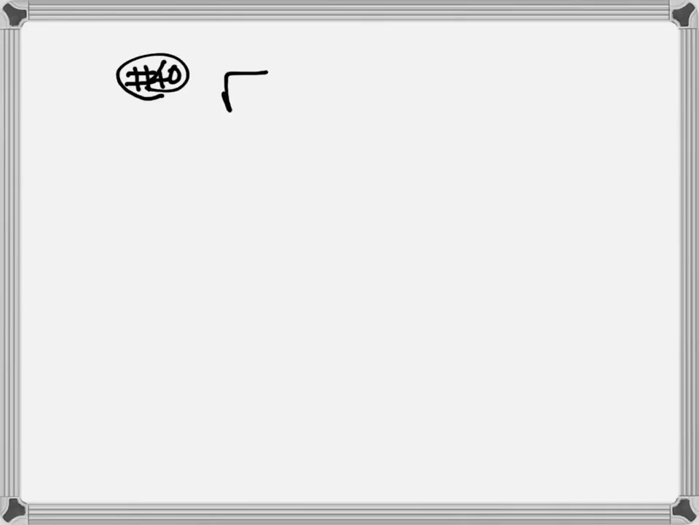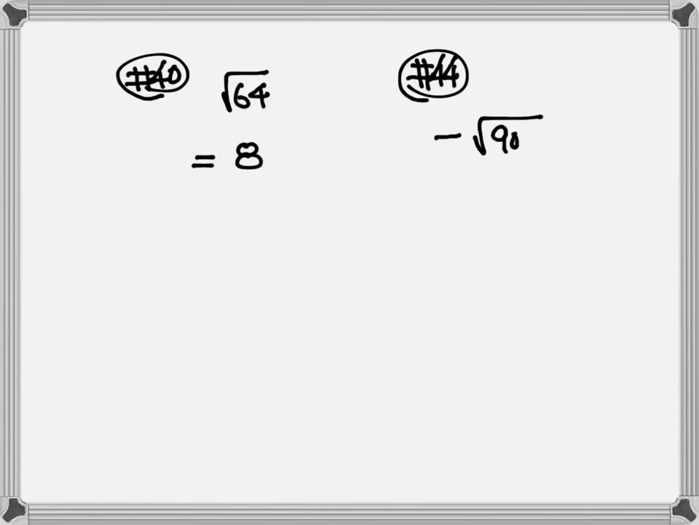Number 40, we have square root of 64. So just use your calculator to type in square root of 64. It will give you 8. Number 44. Here we have negative square root of 900. Keep the negative sign outside. Use your calculator to type in square root of 900. It gives you 30. So it'll be negative 30.